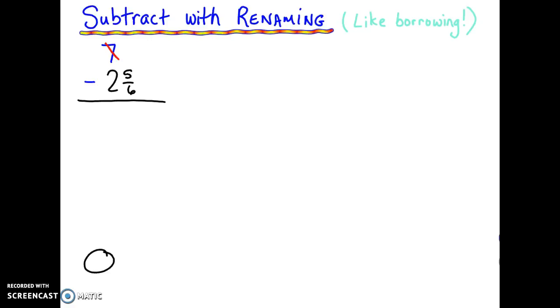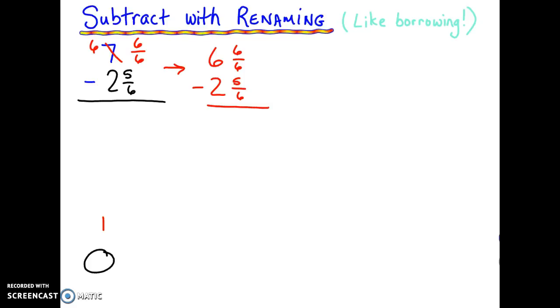So 7 is going to become a 6, and I'm going to take one whole pizza and give it to the other side. But wait, I can't just put a 1 there. That's not going to work. I need to write it as a fraction that means 1. So on this side I have 6/6. Now I'm going to rewrite my problem. It looks like this. 6 and 6/6 minus 2 and 5/6.